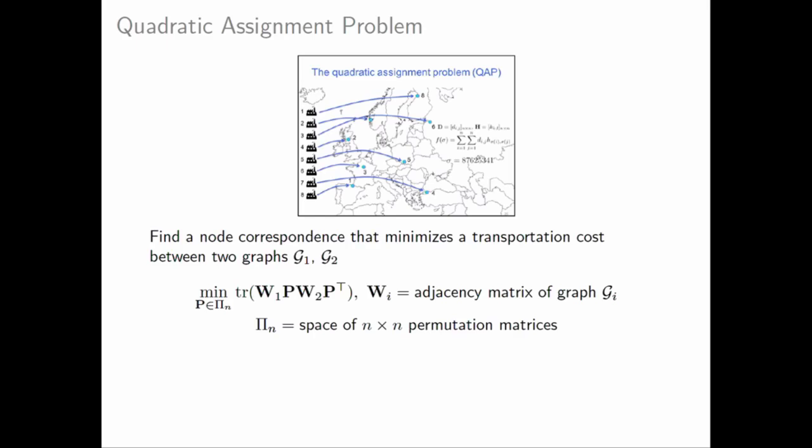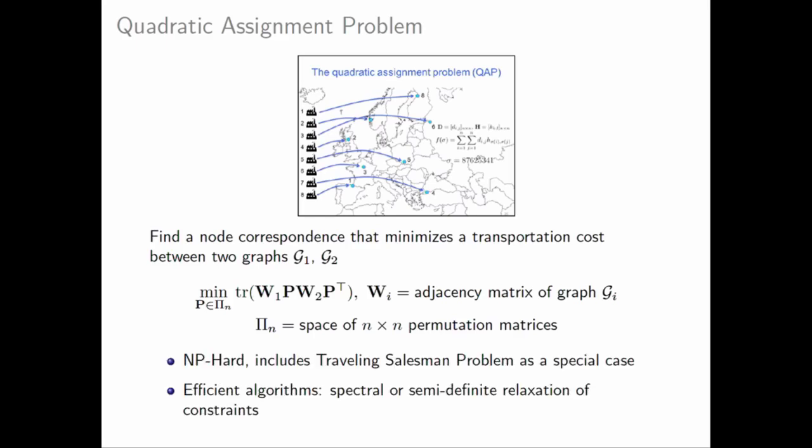In mathematical terms, you can formalize this problem as trying to find the best matching between two graphs that optimizes a kind of correlation, where you want to permute the nodes of one graph such that the permuted graph looks as close as possible to the second graph, as measured by this cost function. Because we are optimizing over the space of permutations, this is, not surprisingly, a very hard problem to solve. It's actually NP-hard, and you can prove that you cannot approximate it in polynomial time. It includes the traveling salesman problem as a particular case.